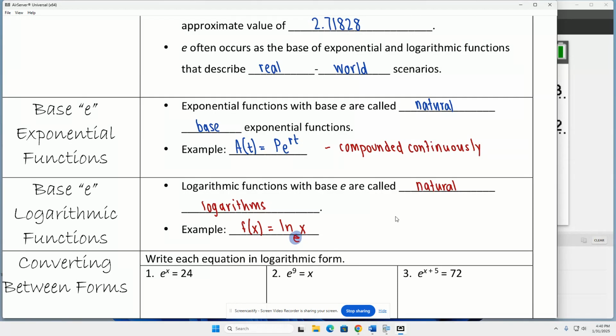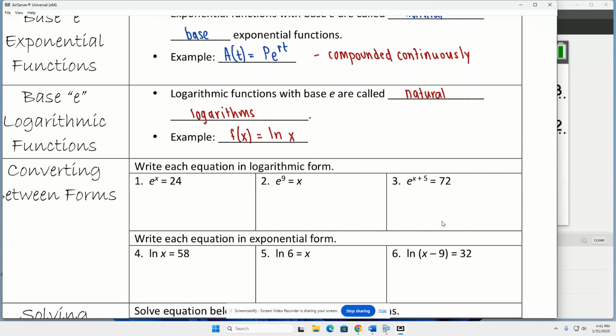Just like log on the calculator, or if we were to write log of x, we know that this is understood to be base 10. Well, just like that, when I see ln, I understand it's understood to be base E. So these are your natural base exponents, and these are your natural base logarithms. We refer to them as natural logarithms, and the ln obviously is the big giveaway.